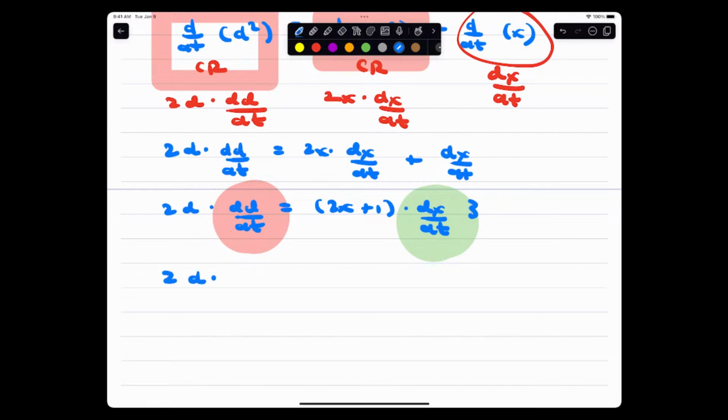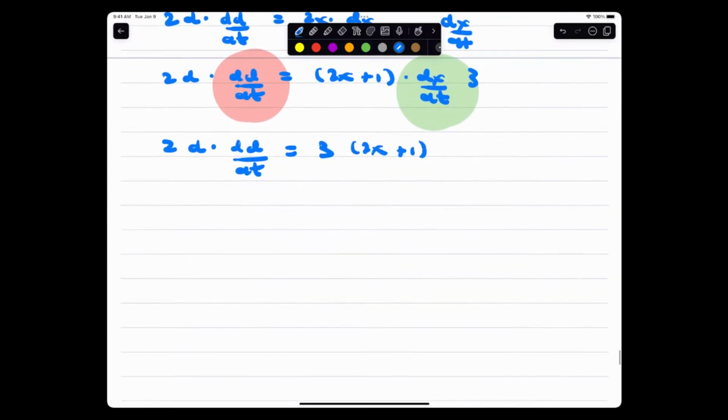So 2d dd dt is equal to 3 times 2x plus 1. Or I can just say dd dt, ladies and gentlemen, will be 3 times 2x plus 1 divided by 2d. Is that true? Okay, just doing a little bit of algebra. Is that right?